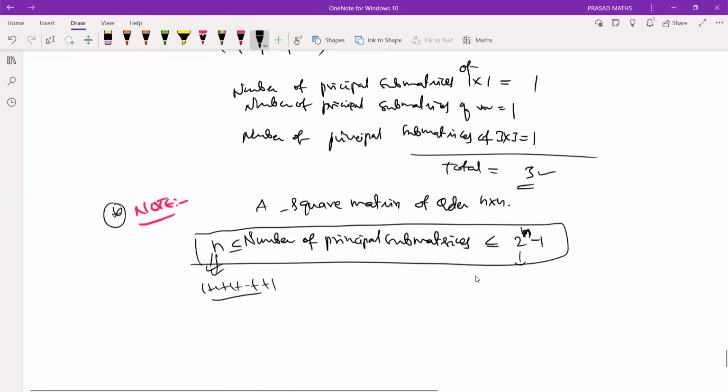So what is this actually? nC1 plus nC2 plus nC3, going on to nCn. It's precisely 2 power n minus 1. Is it clear? Yes. Right? Now look at the problem.